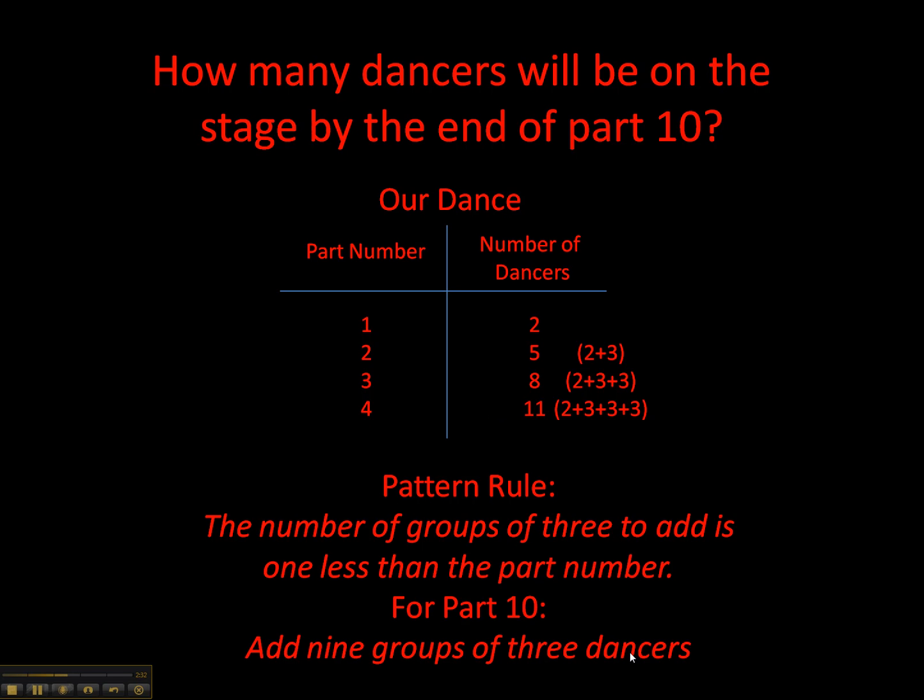Why 9 groups of 3? Because 9 is 1 less than 10. So according to your pattern rule, it's 1 less than the part number. So if it's part 10, it's 9 groups of 3 dancers. A formula for this with numbers is 9 times 3, calculated, then plus 2, it equals 29.